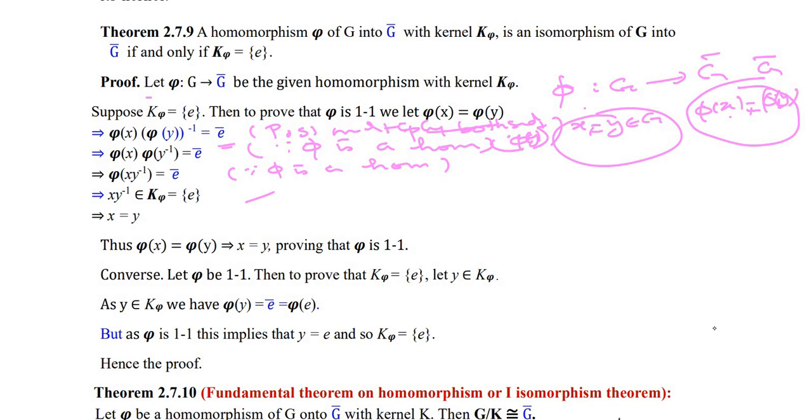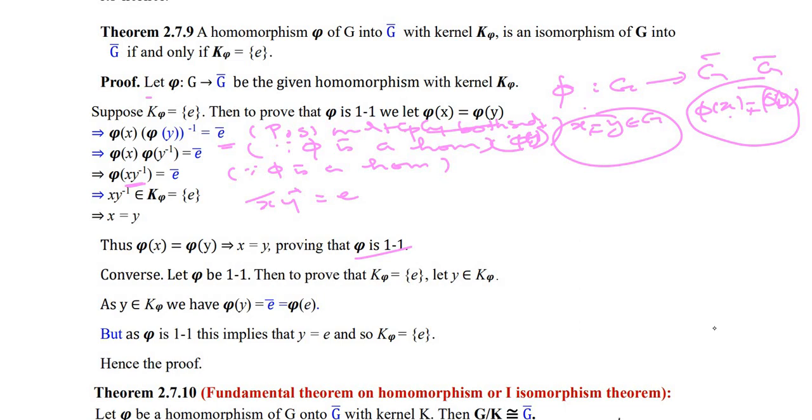That remains as such. Now kernel means all those elements which are taken to the identity element, and this element being taken to the identity element of the codomain by phi, this x y inverse should be in kernel phi, and that is nothing but the identity element. That's our assumption. So x y inverse can only be E, because kernel phi is singleton E here. So that in turn gives x equals y. So the images being equal implies the pre-images are equal, and therefore we conclude that phi is 1 to 1.